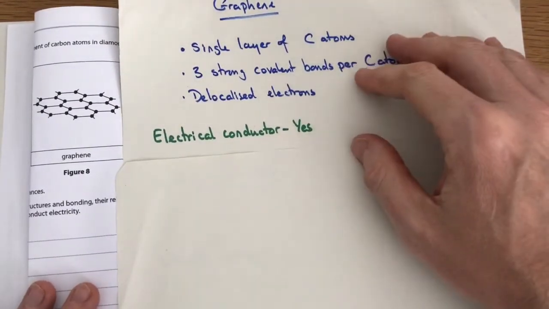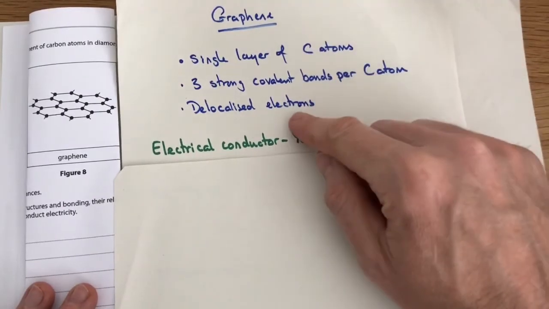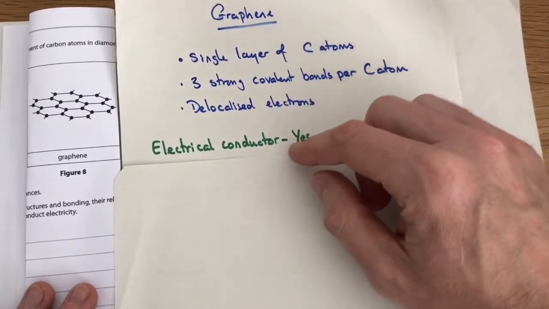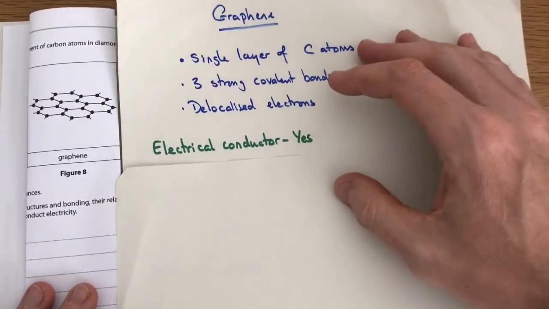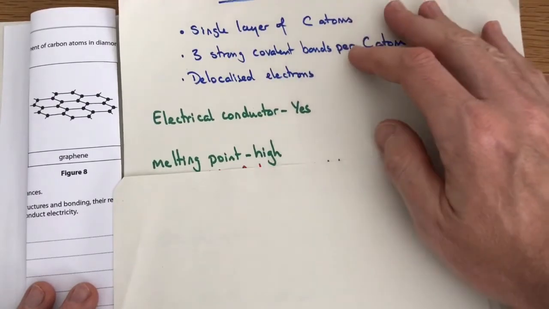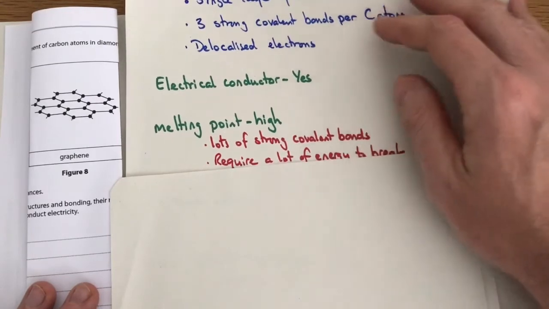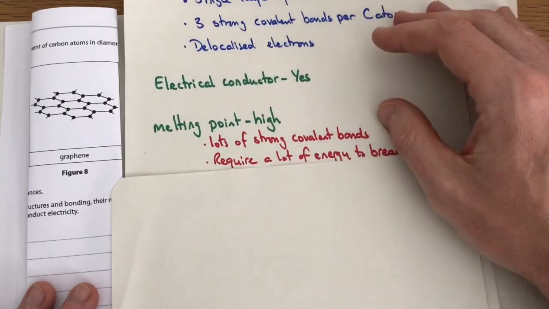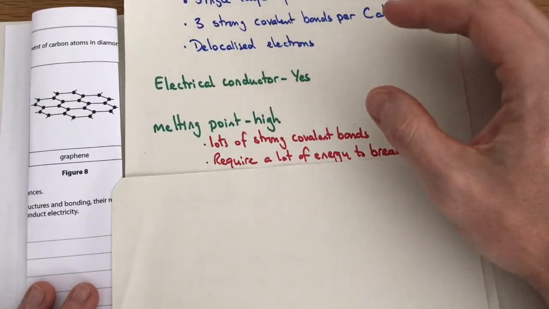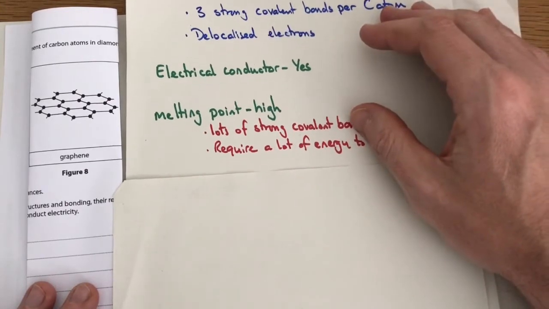Okay, so in terms of properties, do they conduct electricity? Yes, graphene will conduct electricity because it has these delocalized electrons within its structure, able to move and carry charge. Next one, melting point for graphene is high. Why? Because in that structure there are lots and lots of strong covalent bonds that need to break. They require a lot of energy, therefore the melting point is going to be high.